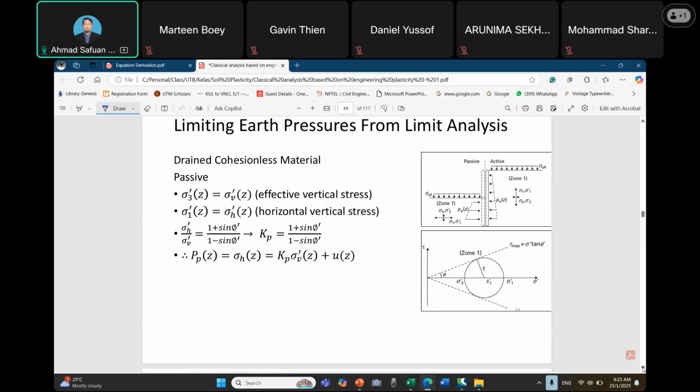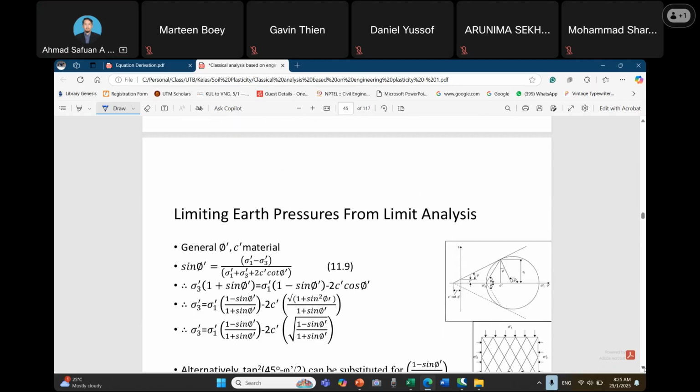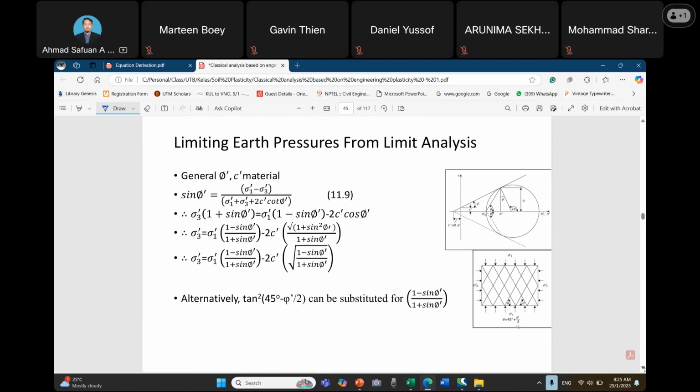Okay, then this is for the passive. Okay, the previous one is for the active. So the passive is Kp equals (1 plus sine phi) over (1 minus sine phi). While this is for the general phi and C material.